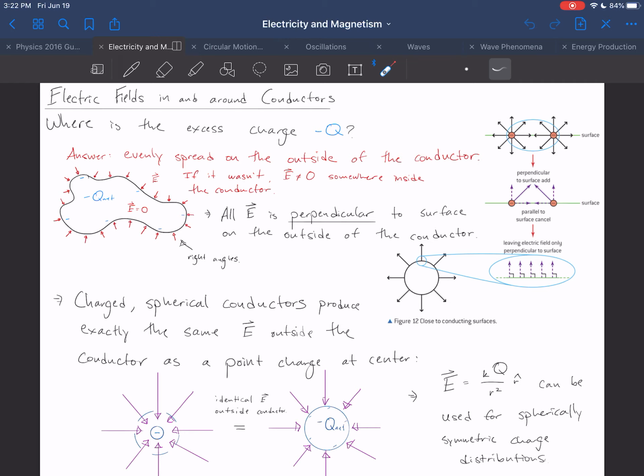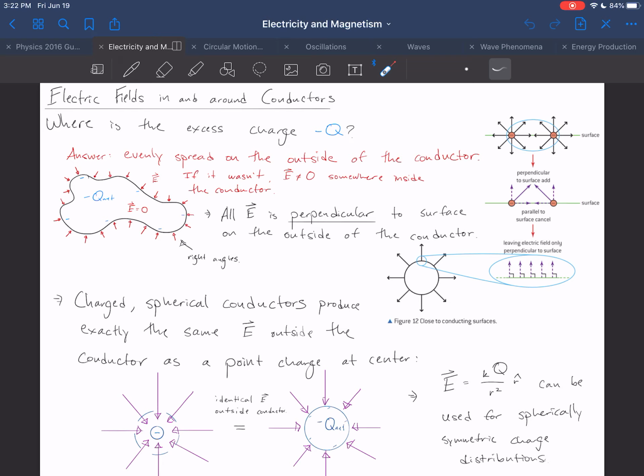All right, so again, where is the excess charge? Negative Q. As we said, it's evenly spread on the outside of the conductor, and if it wasn't, the electric field would not be 0 somewhere inside the conductor. And a consequence of that is that all the electric field on the outside of the conductor, which is not 0, is perpendicular to the surface. So the electric field comes in and touches the conductor perpendicularly to the surface.